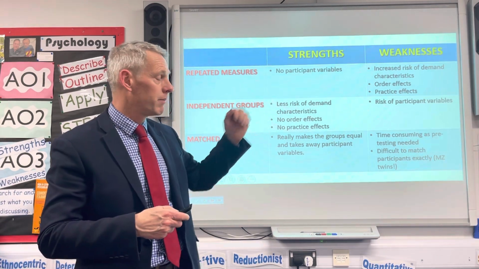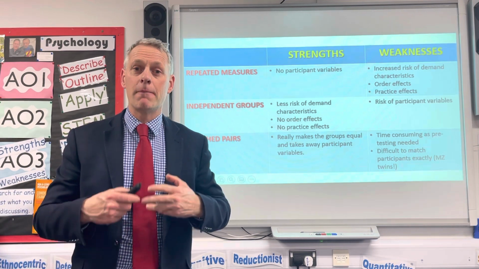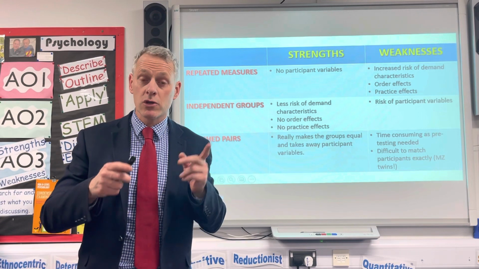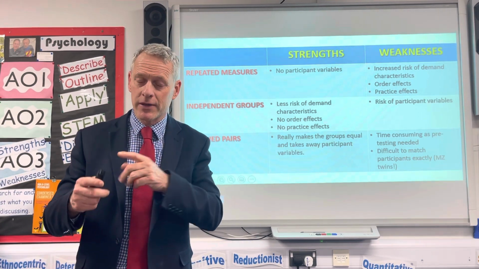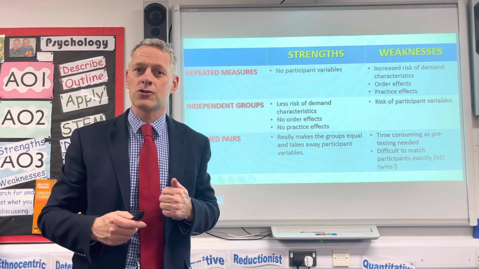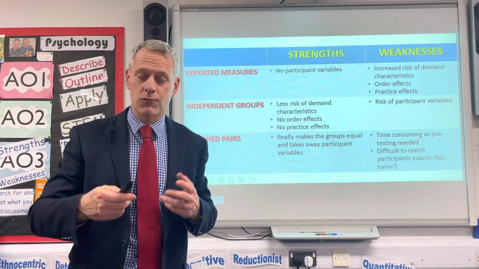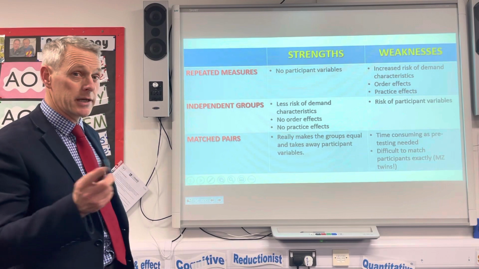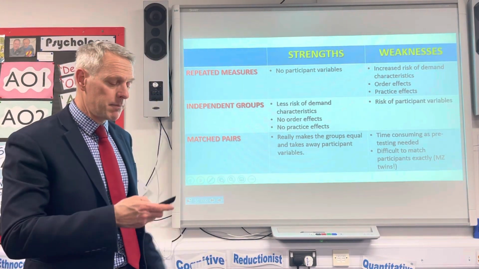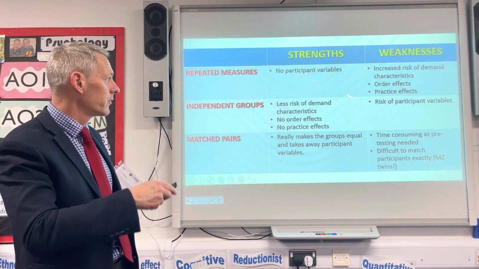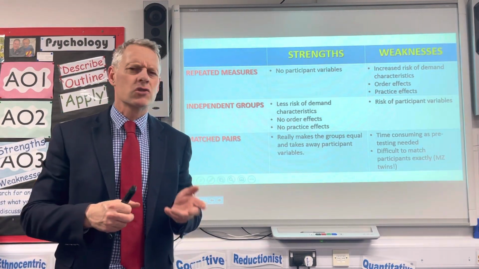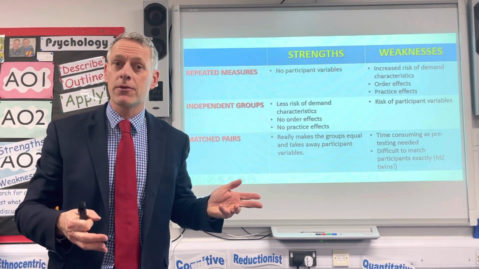So maybe by doing condition A and being tested, I now understand what the test's about. So when I go into condition B, as the same participant in the next condition, I now get better because I know what to expect in the test. Okay, now interestingly, here's a nice easy little trick. Look, independent groups, it's exactly the opposite. Okay, so we weigh up the strengths against the weaknesses of both.